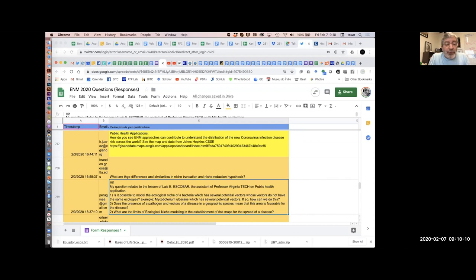Let's look at the first question here on line 759. Is it possible to model the ecological niche of a bacterium that has several potential vectors and whose vectors do not have the same ecologies? Well, yes.